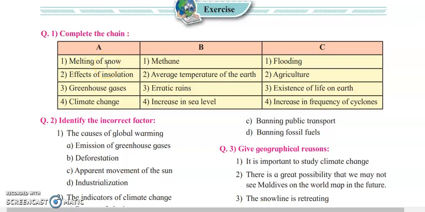Hello students, in this video we are going to see the exercise of lesson number 5, that is global climatic change for 11th standard geography students. Let us start with the first exercise, that is complete the chain.